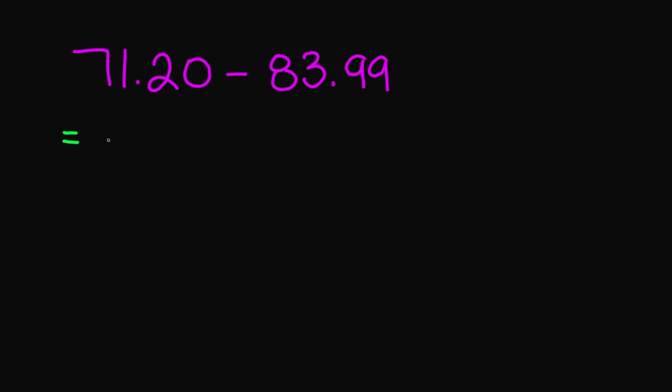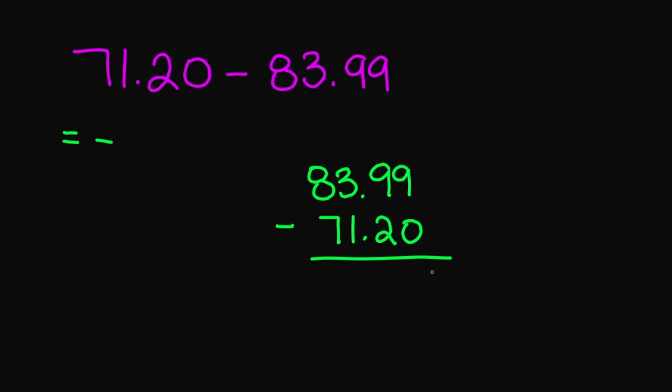All right, let's try 71.20 minus 83.99. All right, so we already know we're going to get a negative answer because we're subtracting a larger decimal from a smaller decimal. So I'm going to write the larger number on top first, minus 71.20.